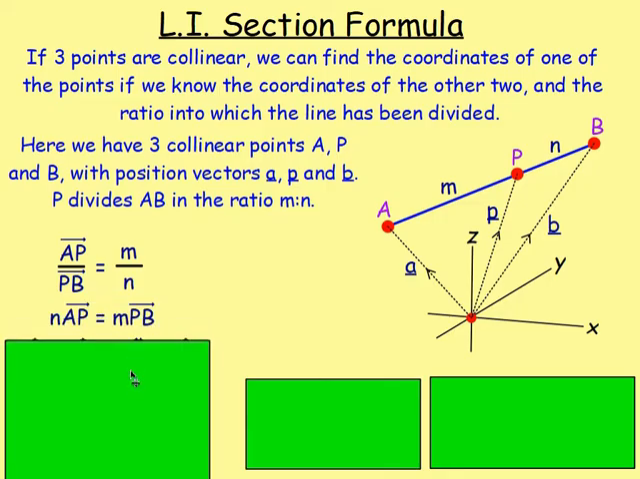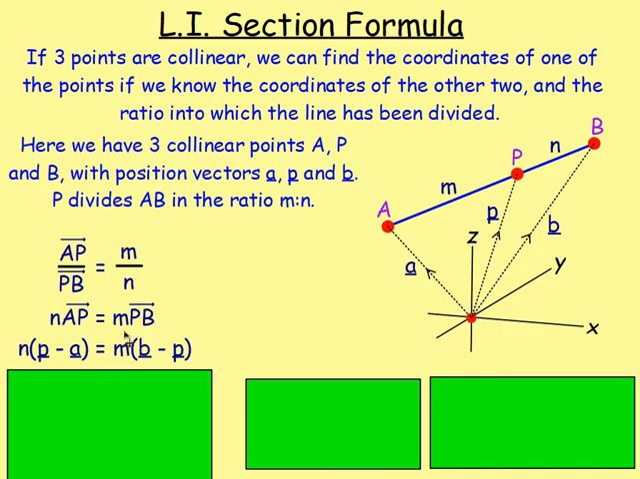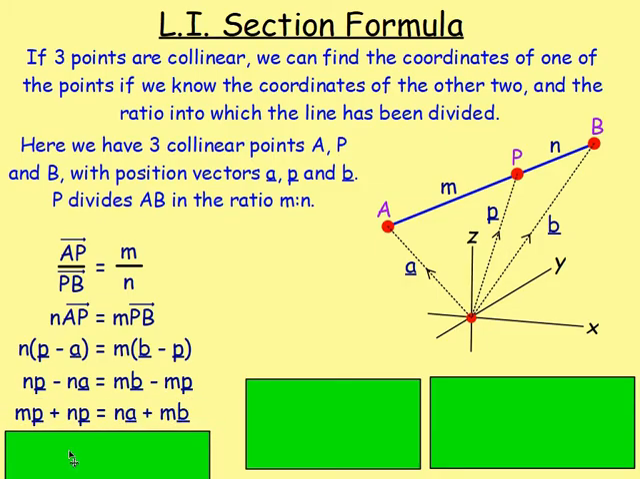You don't need to know this bit, it's just very quickly where it comes from. If we cross multiply here, we'd have n times AP equals m times PB. From there, we know the vector AP is going to be P minus A. PB is going to be B minus P. Multiplying out the brackets will give us this. If we move the terms with P in them to the left and move the terms with A and B to the right, we'll end up with that.